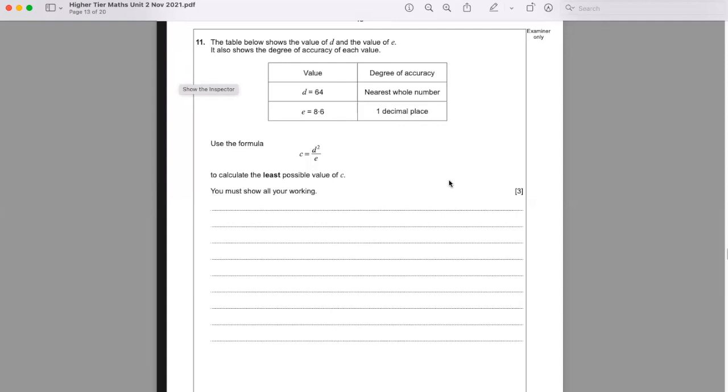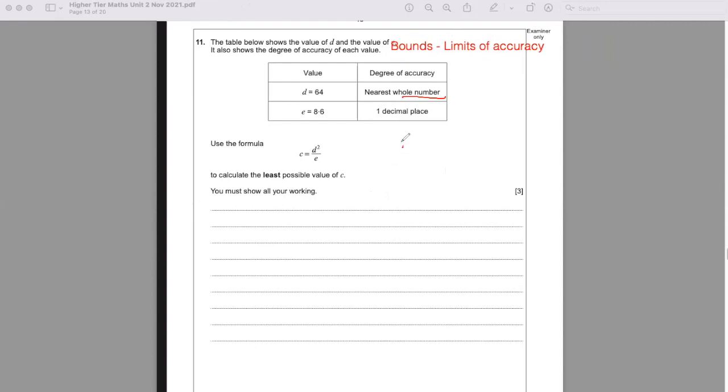Question 11, the table below shows the value of D and the value of E. It also shows the degree of accuracy of each value. So you've got D equals 67 to the nearest whole number. Whenever they say degree of accuracy or limits of accuracy, and they're telling you it's nearest to something, this is a topic called limits of accuracy. So they're talking about upper bound or lower bound, that kind of thing. It does come up quite often in the non-calculator paper, but it does come up in maths as well, especially the calculator paper.